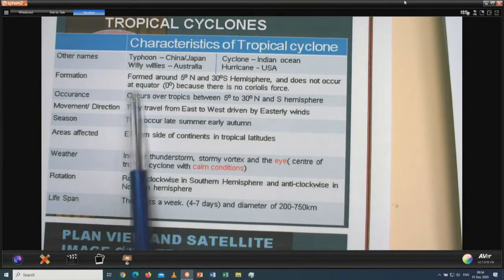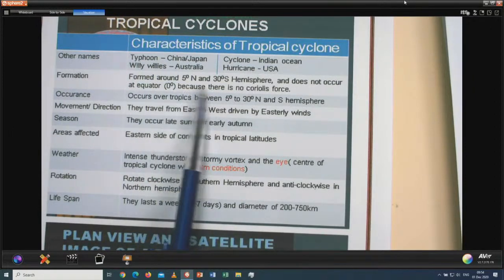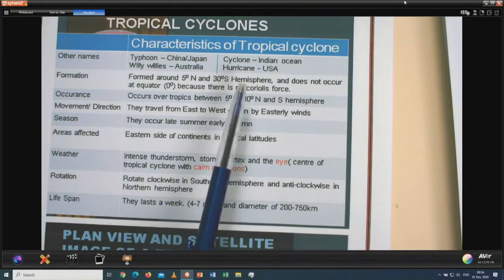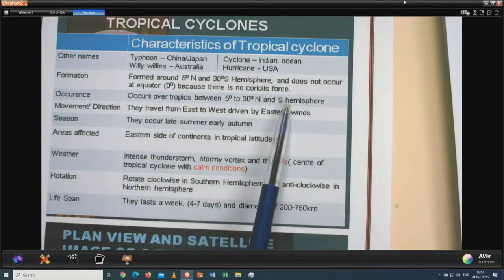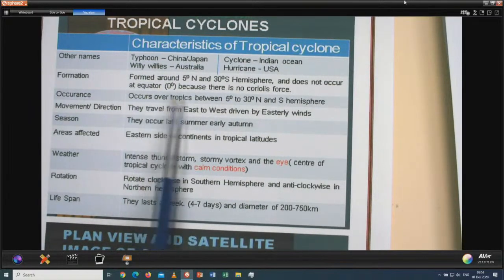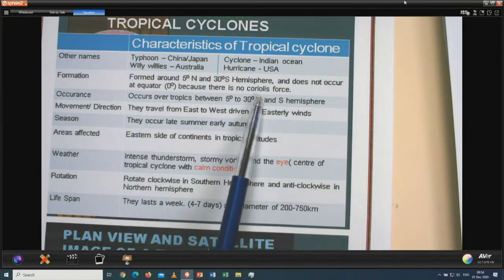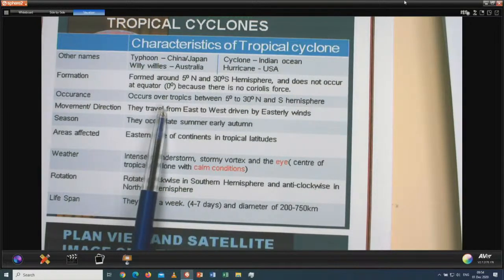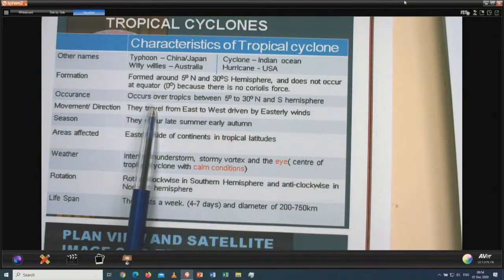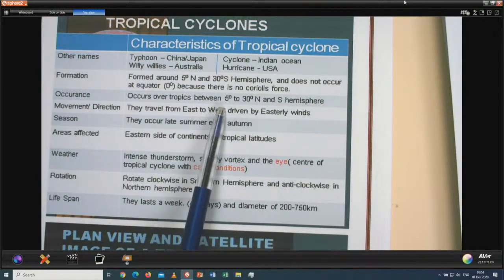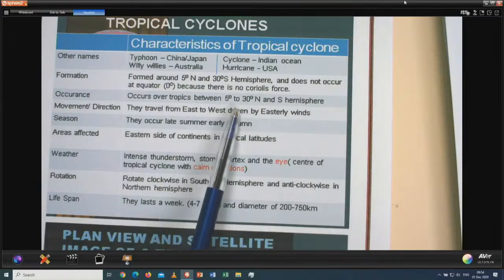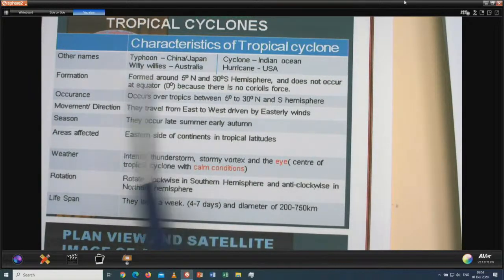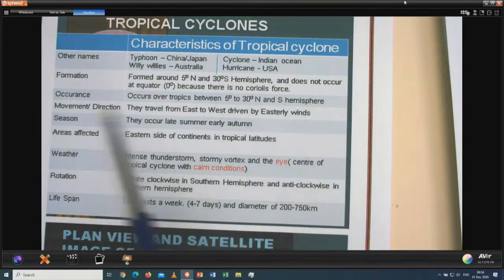The formation: they are formed between 5 degrees and 30 degrees north and south, and do not occur at the equator because there is no Coriolis force. Occurrence: they occur over warm water over the tropics between 5 degrees and 30 degrees. They do not occur over the land. They occur over warm water, where the temperature of the water is 27 degrees Celsius or more.